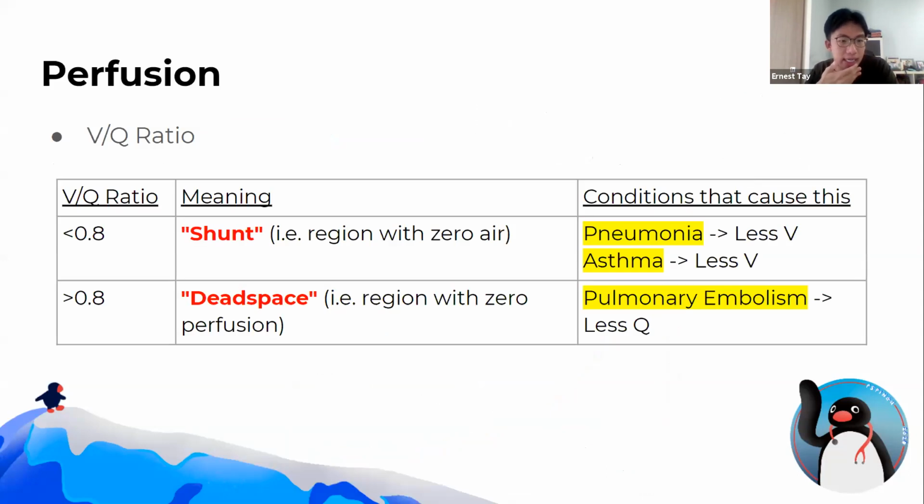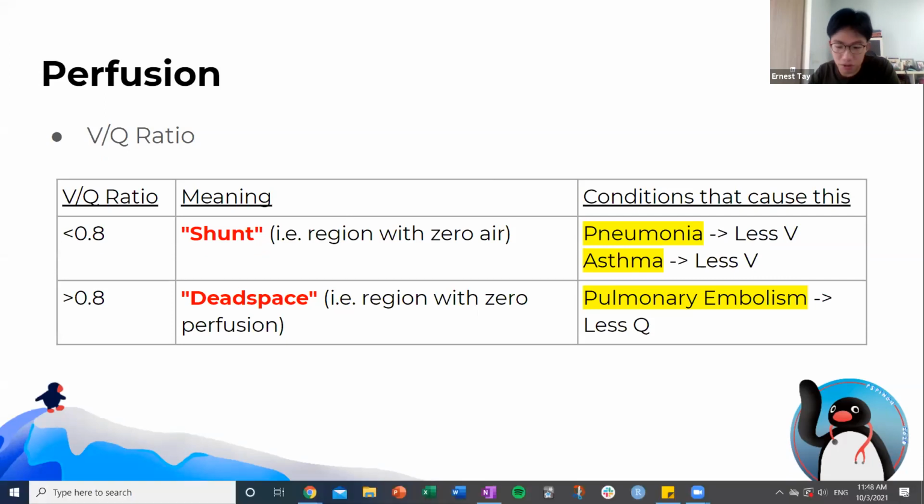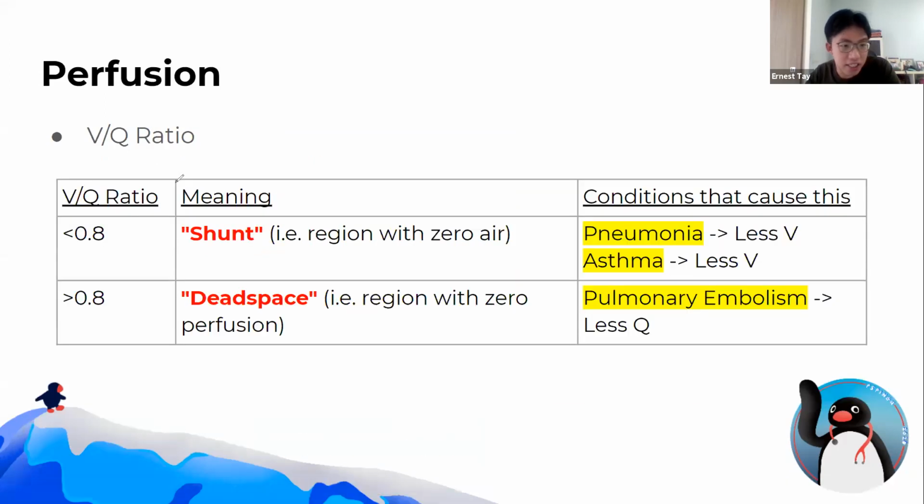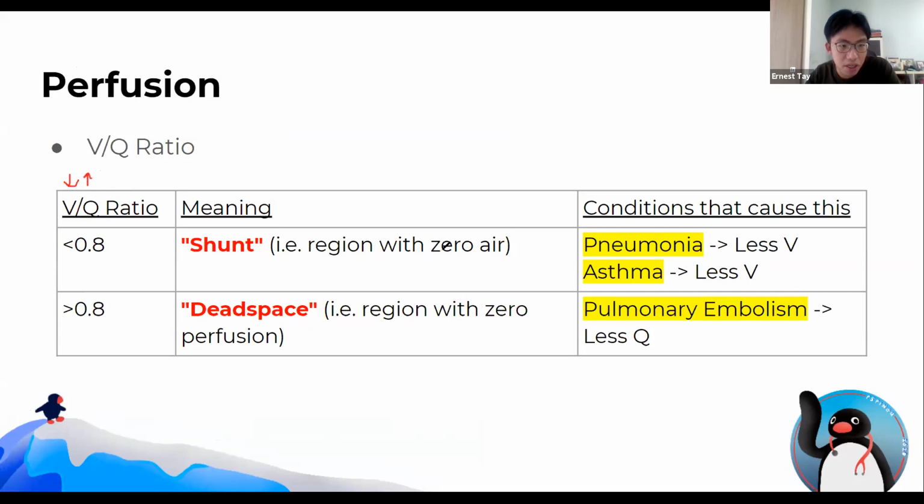Okay, and the last thing for VQ ratio that you need to know is what a shunt and a dead space mean. So a shunt essentially means a low VQ ratio, and a dead space means a high VQ ratio. And the conditions that cause this are as follows. A shunt means that there's a low V and a high Q. So therefore, pneumonia and asthma can cause obstruction, and therefore you are poorly ventilated, and that will cause a shunt.